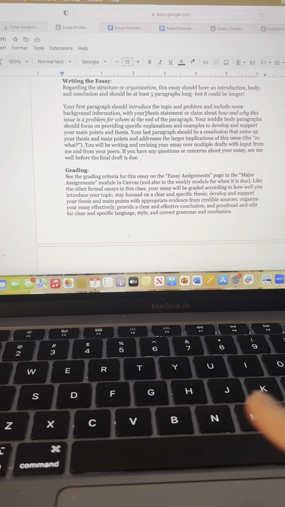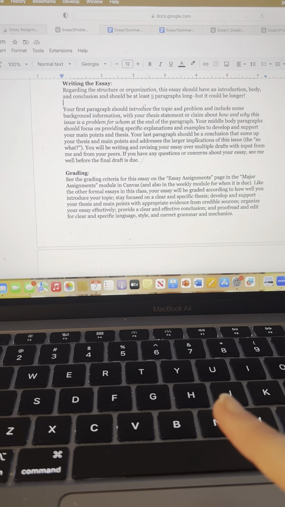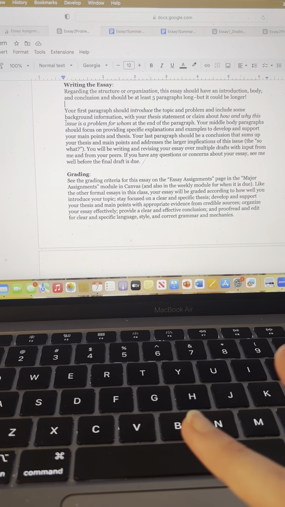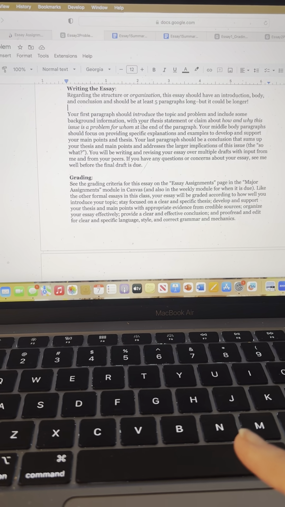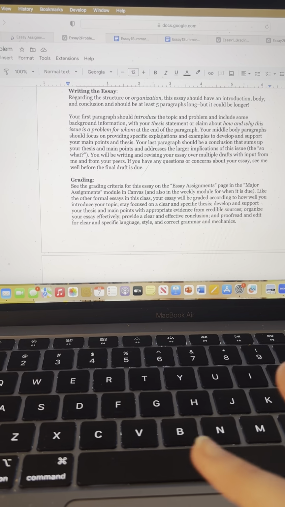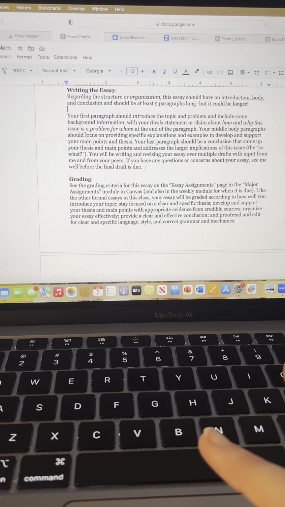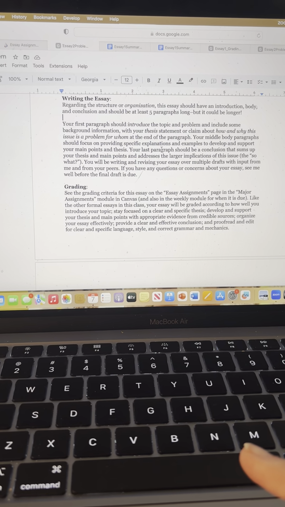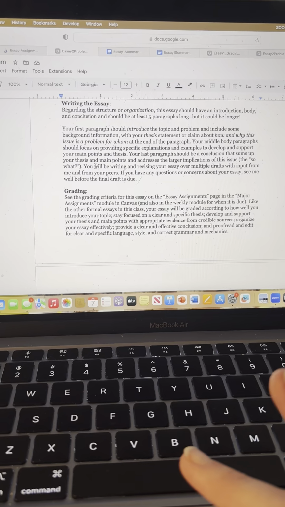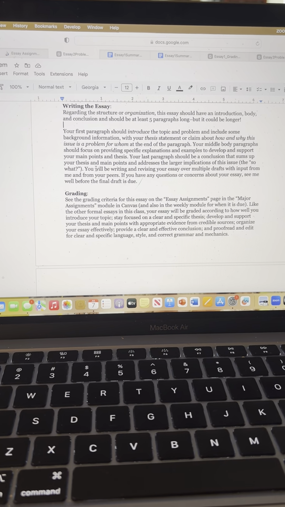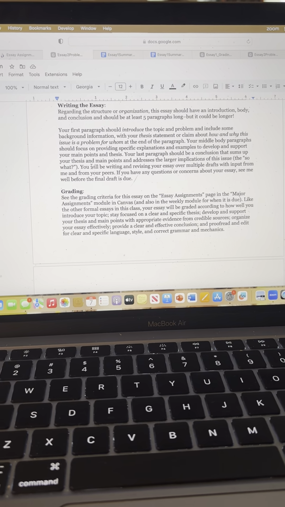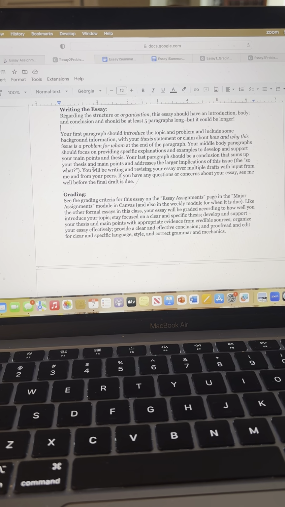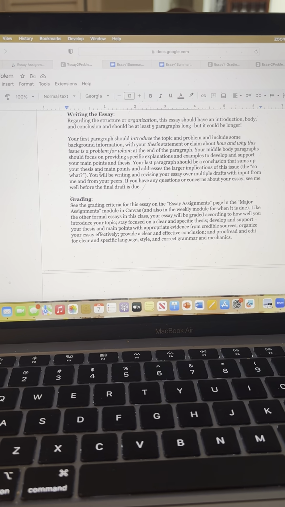Your first paragraph should introduce the topic and problem and include some background information, with your thesis statement or claim about how and why this issue is a problem and for whom at the end of the paragraph. Your middle body paragraphs should focus on providing specific explanations. Your last paragraph should be a conclusion that sums up your thesis and main points and addresses the so what of it all. You will be writing and revising your essay over multiple drafts, so don't think it's one and done when you put that first draft in. Questions or concerns, see me.